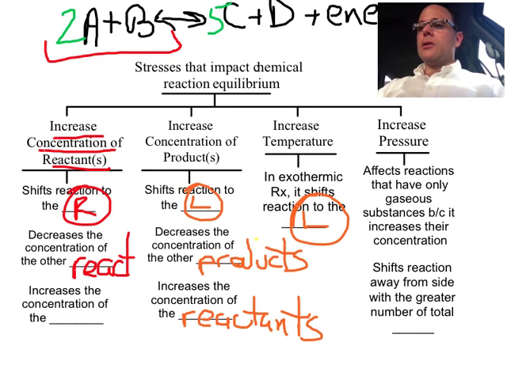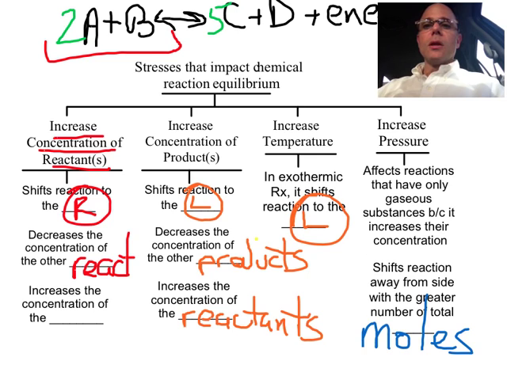And last but not least, increasing the pressure. That relates to if there's a gas. Now, that affects the reactions that have only gaseous substances because it increases their concentration. Now, it's not saying that everything happens to be a gas. There could be solids in there too, but the concentration of the gases will increase. And if it's on the reactant side, push it to the right. If it's on the product side, push it to the left. So it shifts the reaction away from the side with the greater total number of, the term here relating to concentration is, where's my pen? Moles.